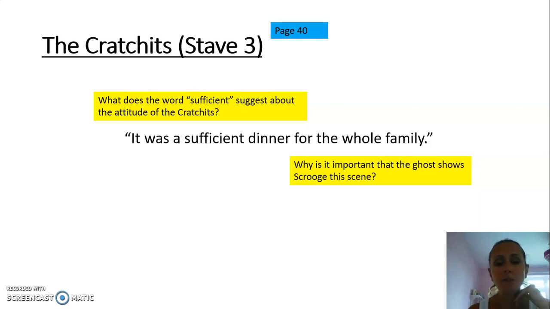For this one then, this is on page 40, I think you can work that one out yourself, so pause it, answer those questions. It's just slightly before that quote that we've just done, so I think it's a couple of paragraphs before.